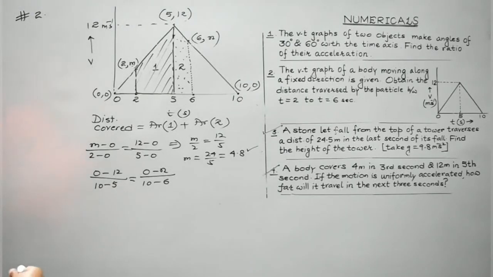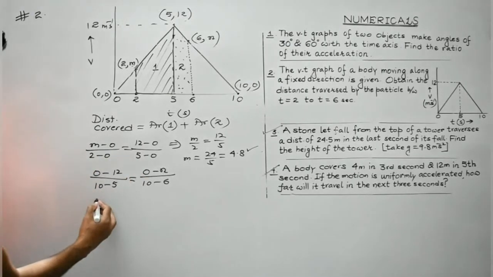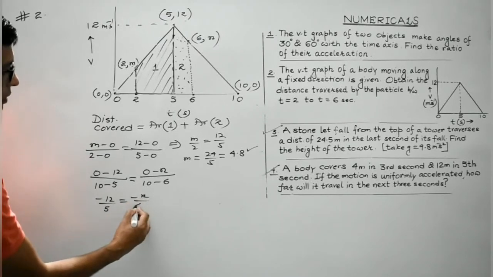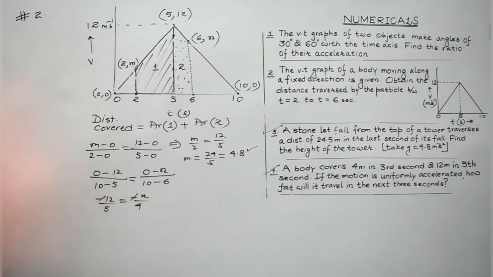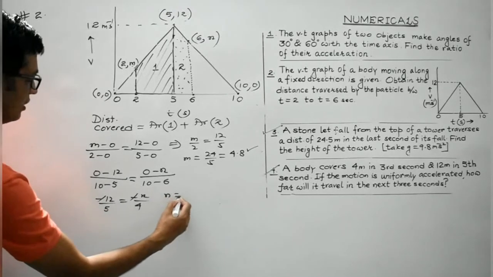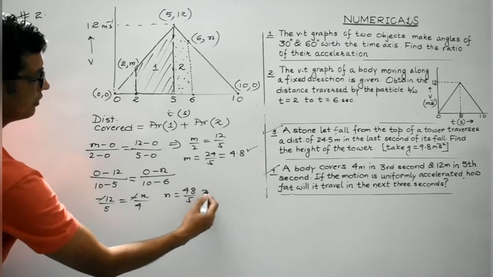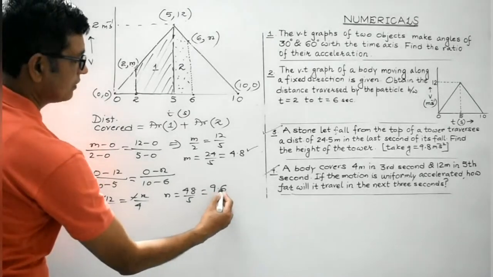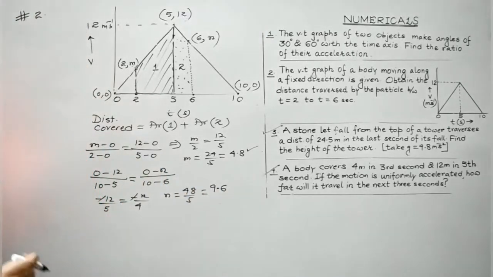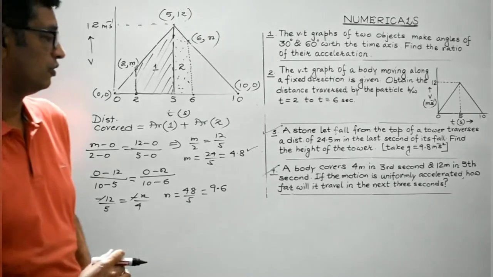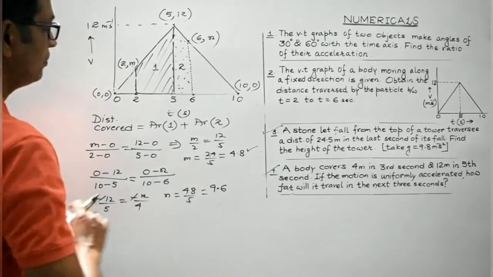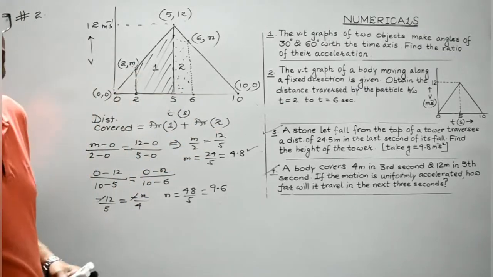Right, students? So, let's try to solve it. Minus 12 divided by 5 is equal to minus n divided by 4. Minus minus get cancelled. So, what we get is n is equal to 48 by 5. So, it will be 9.6. So, the value of n is also determined. Clear, students? Now we are in a position to find out the area of 1 and 2.